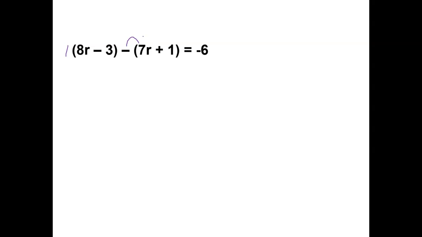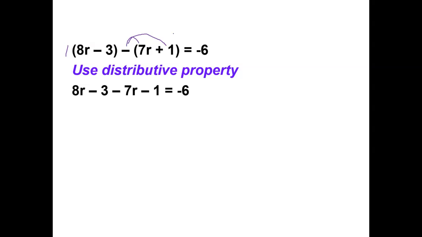But in the second one, I will have negative times positive, which is negative 7r, and negative times positive 1, which will become negative 1. So using the distributive property, I get 8r minus 3 minus 7r minus 1. Now I must combine the like terms. So which are the like terms? The 8r and the negative 7r are the like terms.